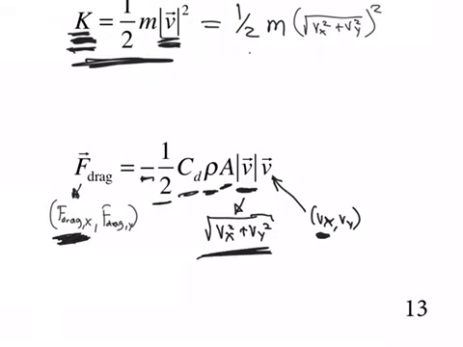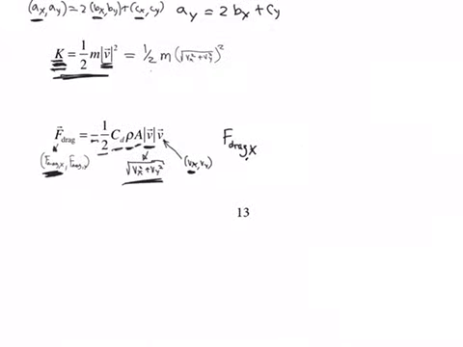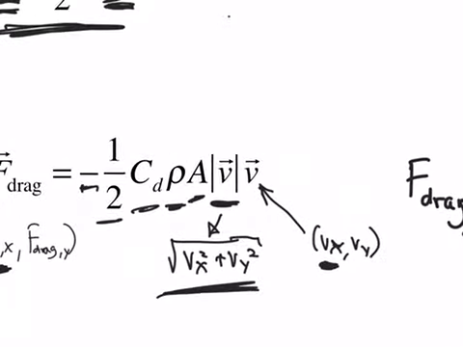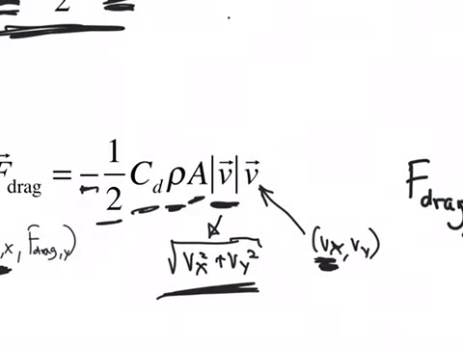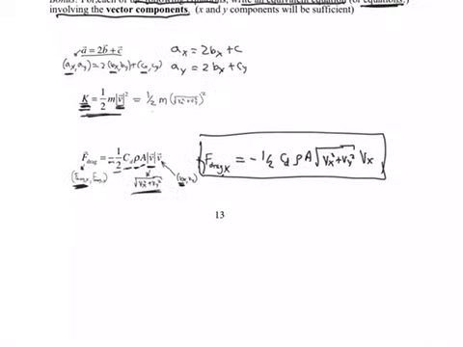So what I mean is that f drag in the x direction is actually equal to negative 1/2 cd rho a square root of vx squared plus vy squared, and then just times vx. So we only had to change the right-hand side here by looking at that x component there. And that is how we get our x component version of this equation.